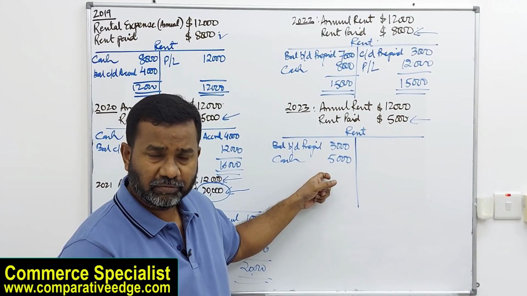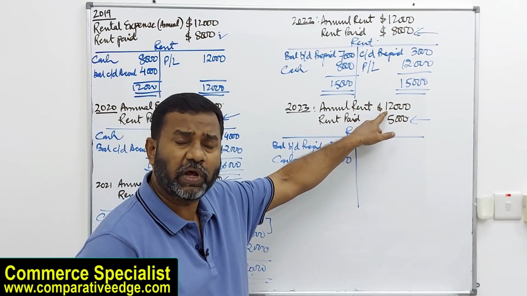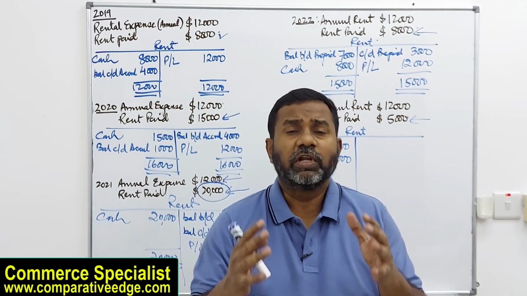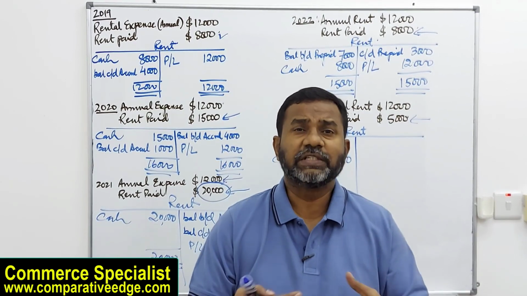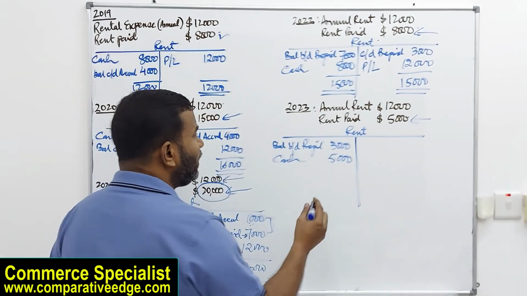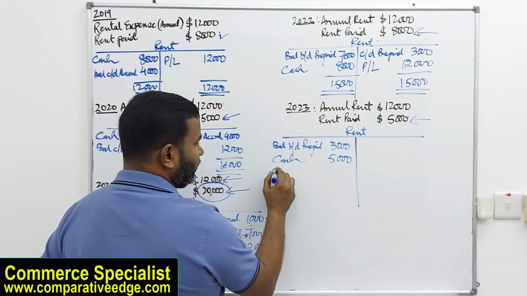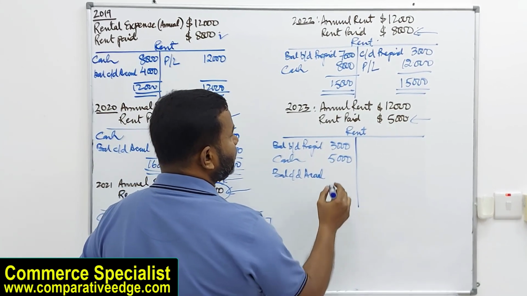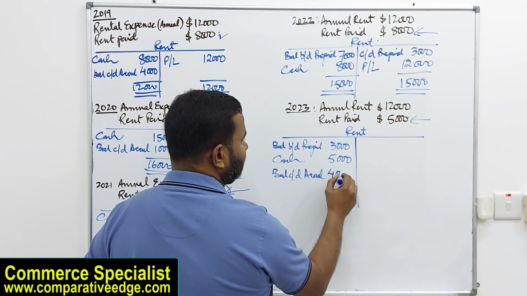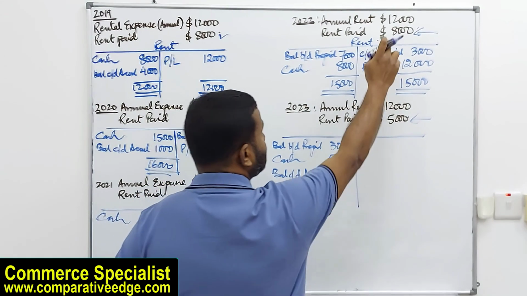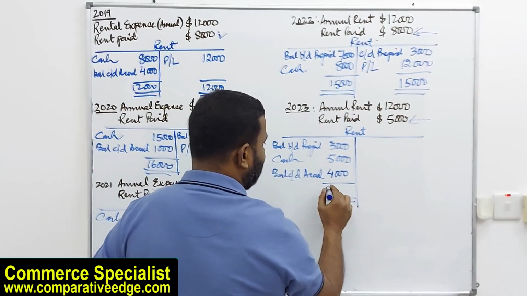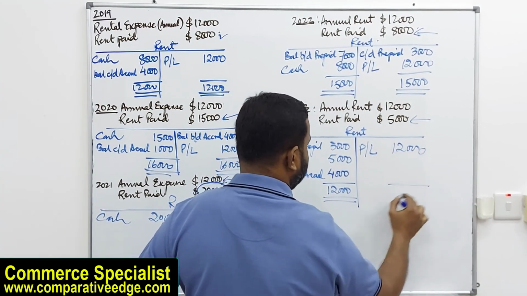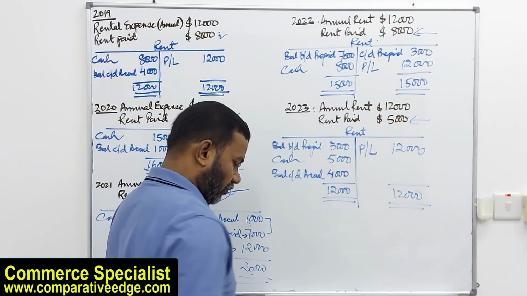Total is 8,000. But what is the rent for the year? 12. If rent for the year is 12, but only 8,000 has been paid so far, so remaining 4 is yet to be paid, which is a liability. So closing balance of a liability is always recorded on the credit side. So I write balance carried down, accrual. How much? 4,000. 8 plus 4, when I add all these, I get 12,000. And this 12,000 will go in the profit and loss as an expense for the year.